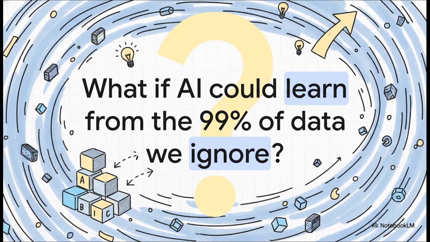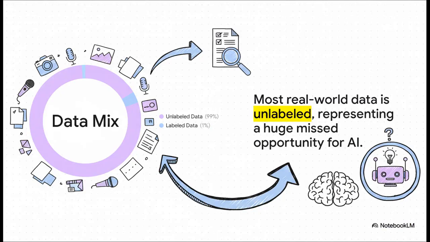So let me just start by asking this. What if an AI could learn from everything? Not just that tiny, perfectly prepared slice of data we hand-feed it, but from that huge, messy, chaotic ocean of information that makes up like 99% of all data out there? And yeah, that's the data reality we're living in.